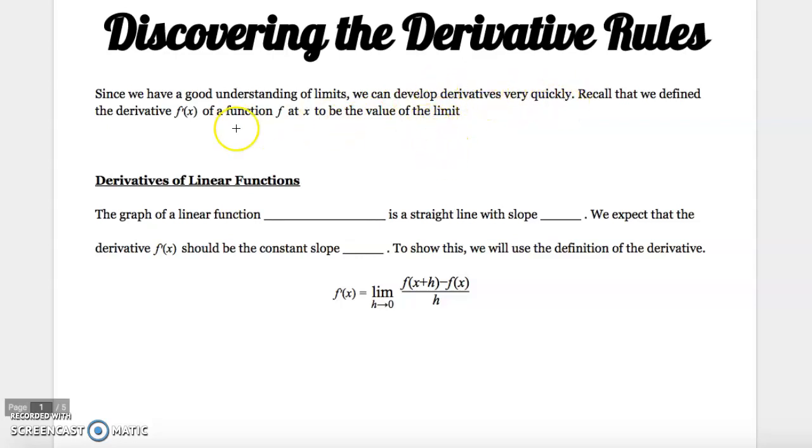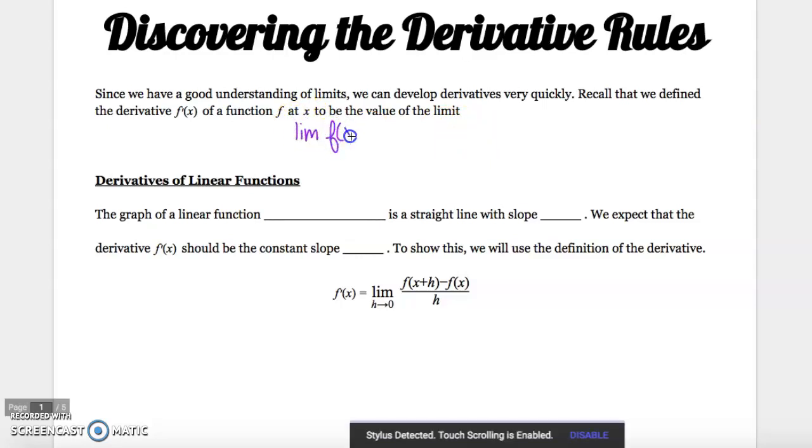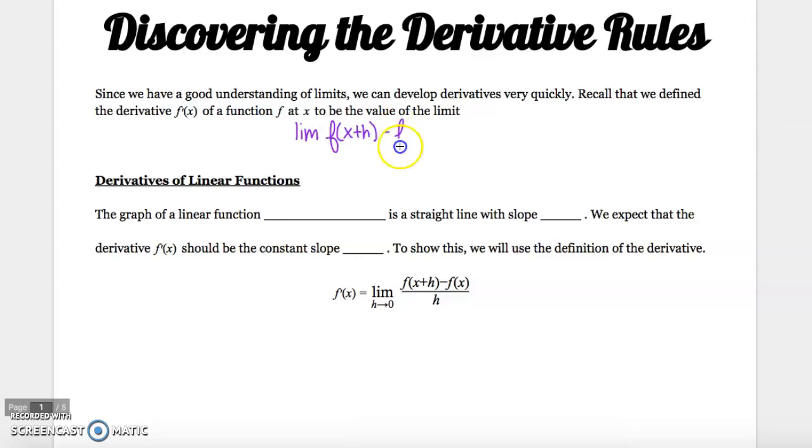Recall that we defined the derivative f prime of x of a function f at x to be the value of the limit, and there's actually two of them. There is the limit of f of x plus h minus f of x all over h as h approaches 0. This is your standard form of the definition of the derivative, or the alternate form, which you don't see as often, but can pop up in especially multiple choice questions, so watch out for those ones. f of x minus f of a over x minus a, as x approaches a.